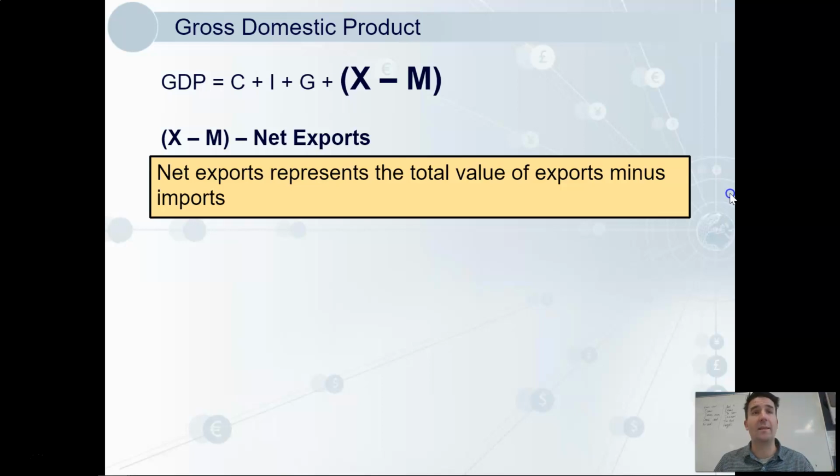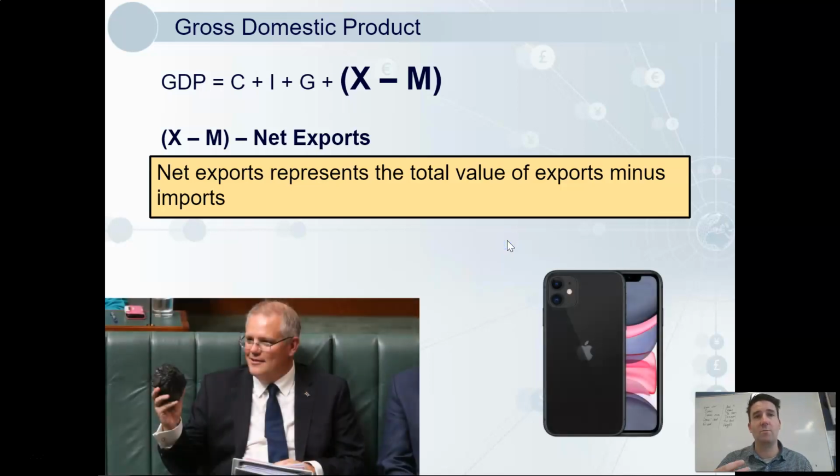Net exports are the total value of exports minus the total value of imports. Just to clarify the terminology here, exports are goods and services produced in a country and then sold overseas. So like what Australia does with coal. And imports are what we buy in from other countries. So we import iPhones into Australia. Imports.